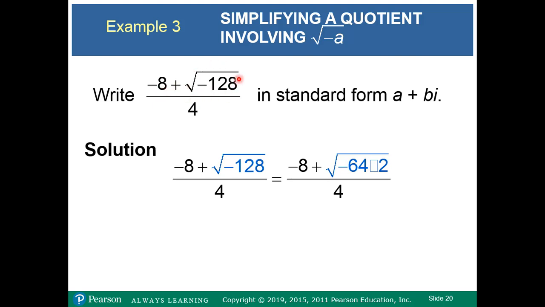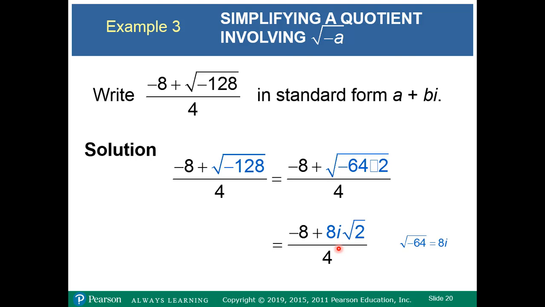So now, what are they doing? You're going to split this up. 128, you can split this up into 64 times 2, right? 64 is a what? Perfect square, which gives us 8. But there's a negative sign, so that's where our i is going to come from, right? And so -8 plus 8i times the square root of 2. Make sure you understand how we got to this part.